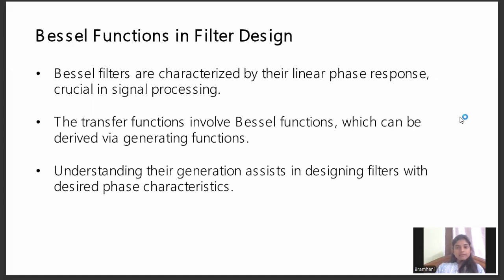Bessel functions in filter design. Bessel filters are characterized by their linear phase response, crucial in signal processing. The transfer functions involve Bessel functions, which can be derived via generating functions. Understanding their generation assists in designing filters with desired phase characteristics.